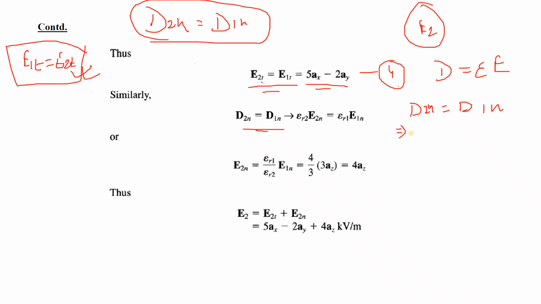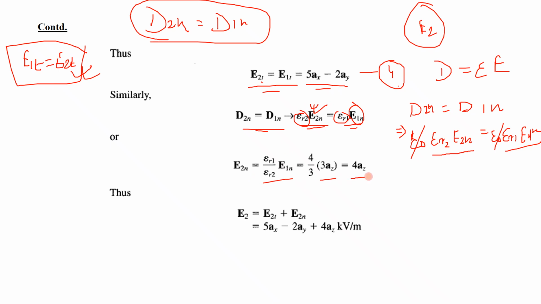So D2n, D1n. D2n means epsilon naught epsilon R2 E2n. And over here epsilon naught epsilon R1 E1n. So just cancel these two. तो क्या रहा? Epsilon R2 E2n equals epsilon R1 E1n. ठीक है. अभी टेंजेंशियल नॉर्मल कंपोनेंट तो पता है, ये भी पता है, ये भी पता है, तो पता क्या नहीं है ये, तो इसको हम निकालेंगे.